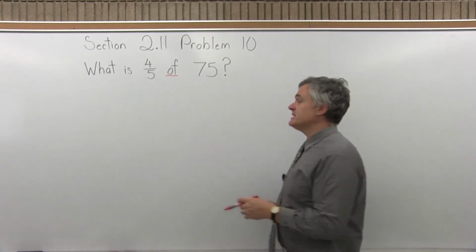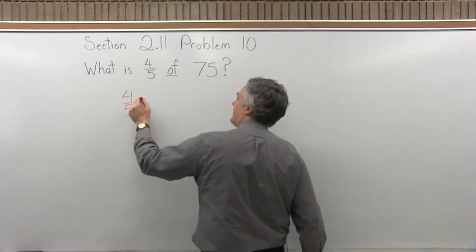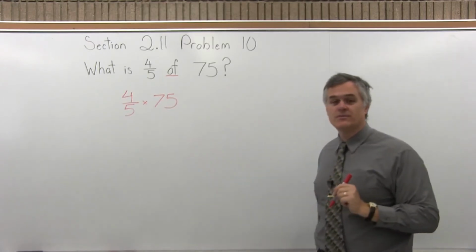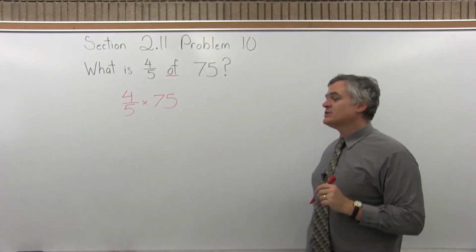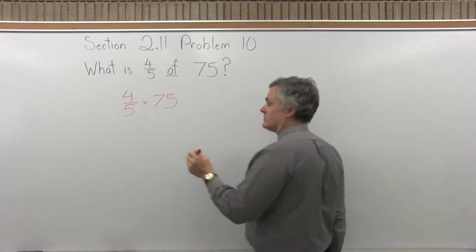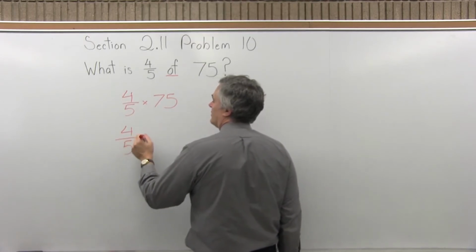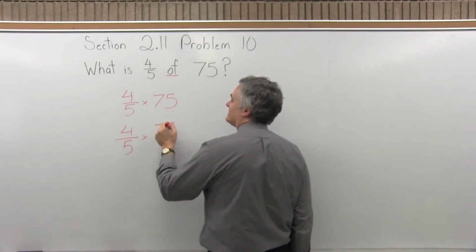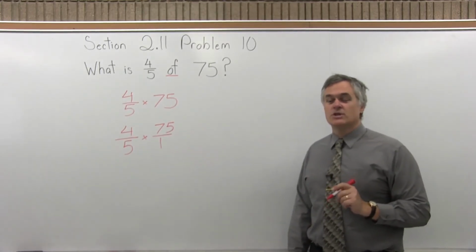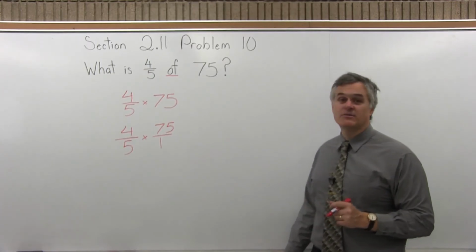So this problem is essentially 4/5 times 75. That's what we have to figure out. When we multiply fractions, you want to multiply top times top, bottom times bottom, or I should say numerator times numerator, denominator times denominator. So we can write the 75 as 75 over 1. So I have to multiply 4 times 75 for the top, 5 times 1 for the bottom.